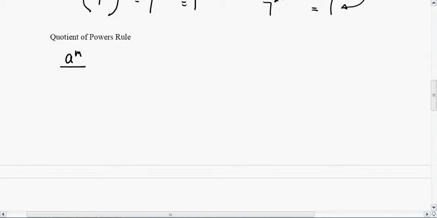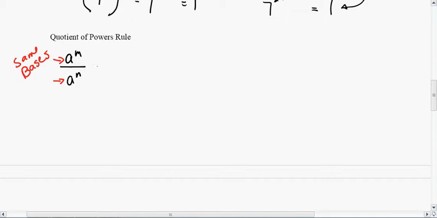a to the m divided by a to the n. And once again, notice that the bases are the same. The bases are both a. So we've got the same bases here. As with the other two rules, it's really important that you make sure that you have the same base. If you don't have the same base, this rule doesn't apply at all.